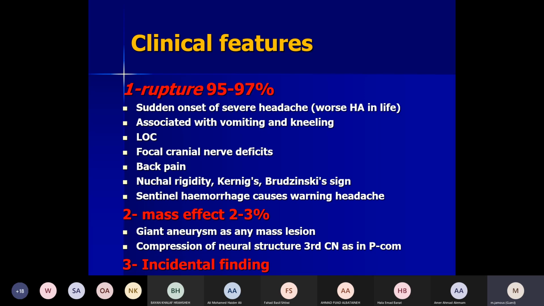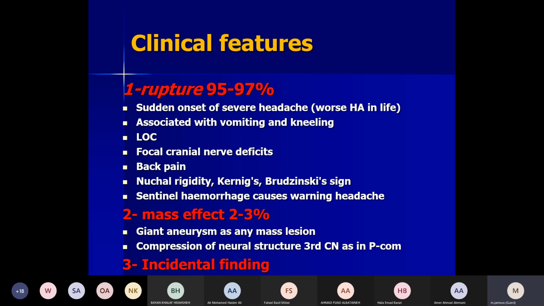The second presentation is mass effect, especially in large or giant aneurysm, and usually presents as compression of adjacent neural structures, as we see in PCOM aneurysm, leading to compression of the third cranial nerve. The third kind of presentation is incidental finding in patients investigated for other reasons, where we find some abnormal vascular lesion.